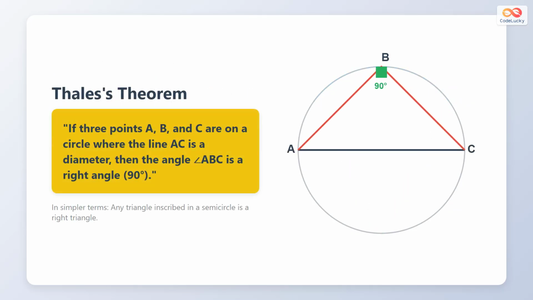This leads us to Thales' theorem. The theorem states that if 3 points lie on a circle and 2 of them form a diameter, then the angle at the third point is always a right angle. In other words, any triangle inscribed in a semicircle is a right-angled triangle.